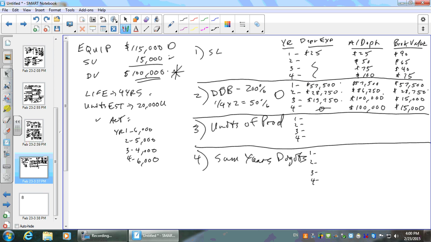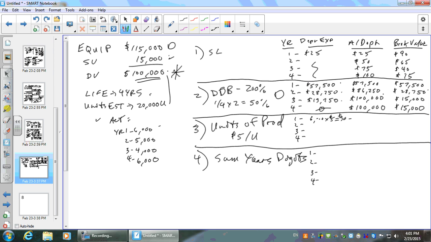$100,000 divided by 20,000 units, what is it per unit? $5 per unit. That's it. Everybody see where it came from? And then year one was how many units? 6,000. And you want to be careful to stop when we get where? 15. Yeah, this is 30K, right?